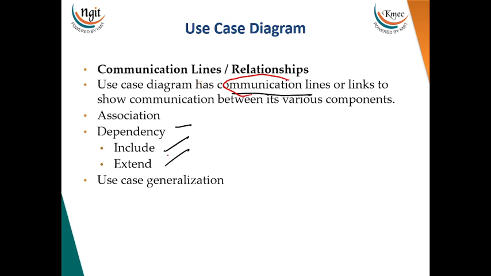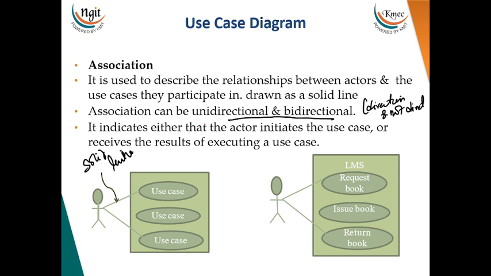There is dependency, extend, include, use case generalization, correct? And association. Association describes the relationship between them. This is a solid line. A solid line is represented as direct association. It may be unidirectional or it may be bidirectional. The relationship between the use case and the actor who participates is drawn by a solid line, meaning direct participation.